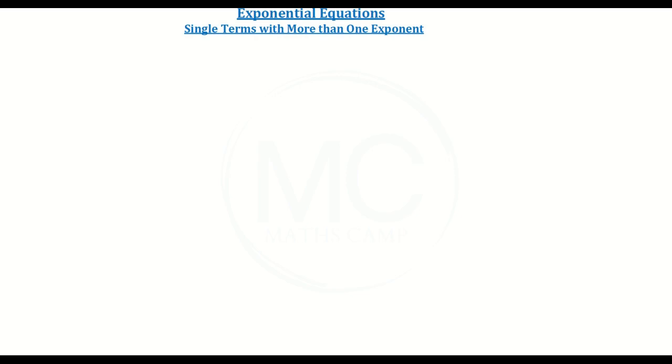Hi, in this video, we're going to look at how we go about tackling exponential equations where single terms have more than one exponent. Now, in previous videos, we have said that if the bases are the same, the exponents will be equal. In a previous example, we looked at a to the power of x is equal to a squared and found that x is equal to 2 because both terms have a base of a.